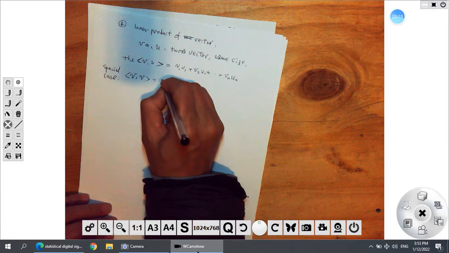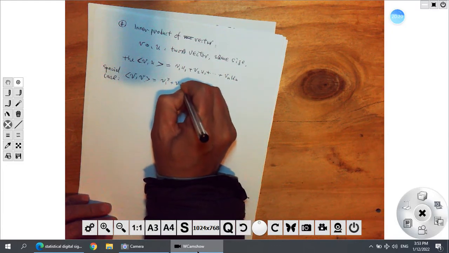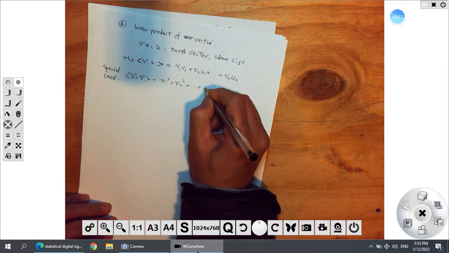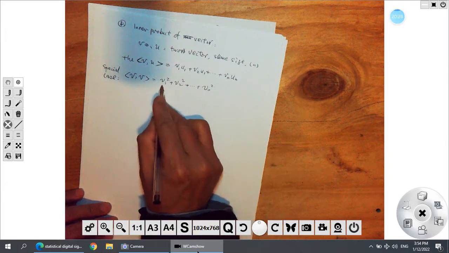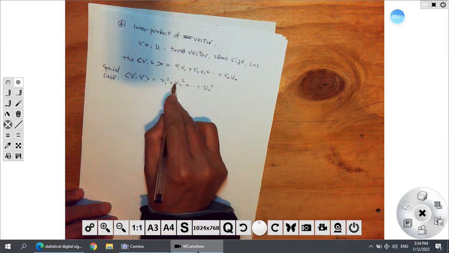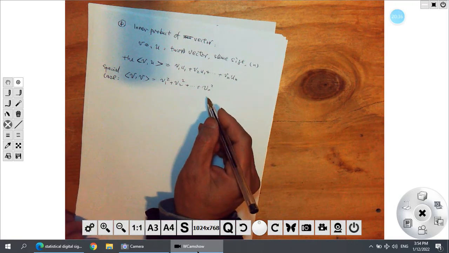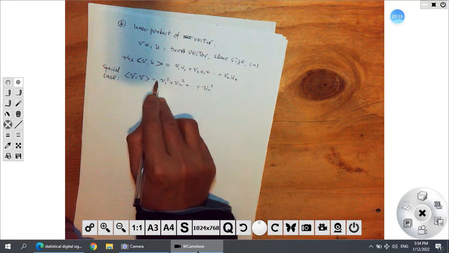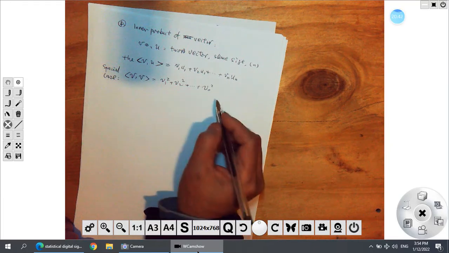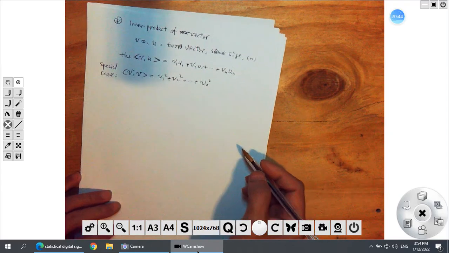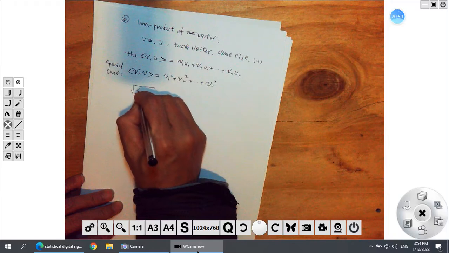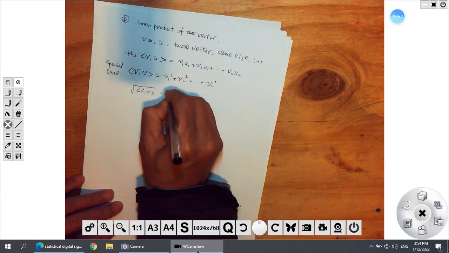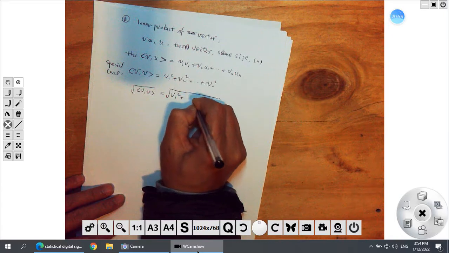There will be V1 square plus V2 square plus until Vn square. Same size n. It is the summation of the squares. You can think if V is a kind of signal, this will be power. And if you take square root, you will get a length. Square root of V1 square until Vn square.